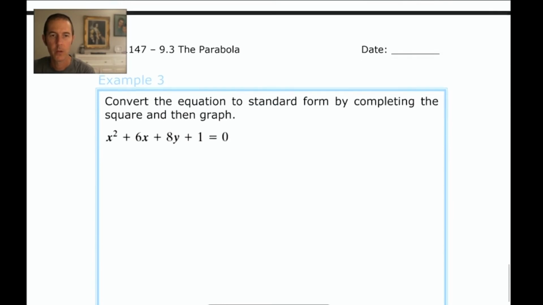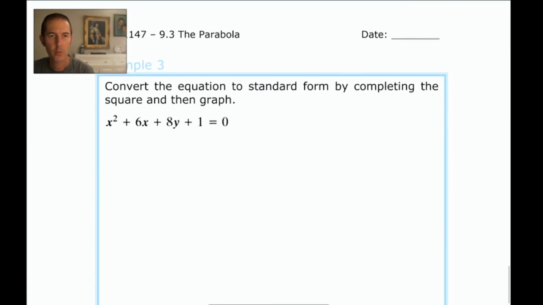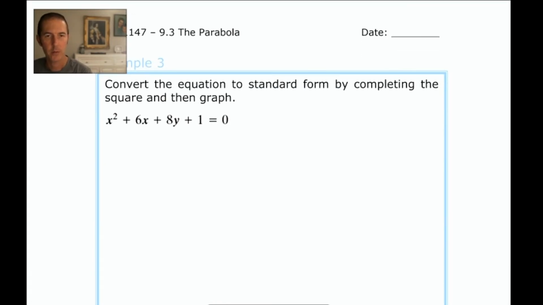So let's just do all of the things on this one. We need to convert this equation to standard form by completing the square. So we have to complete the square. We have to know our forms, and then we're going to graph. I'm pulling up my sleeves because we're going to get to work here. To complete the square, I'm going to push the y term and the constant term over to the right-hand side, I think.